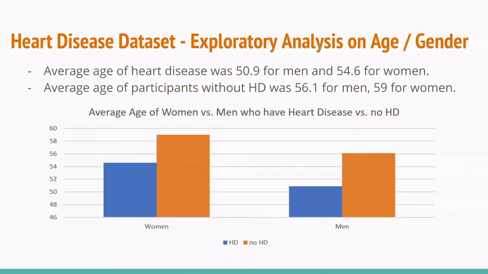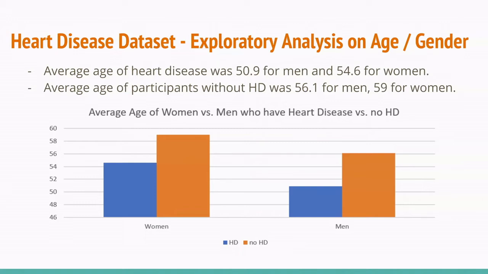The women participants, whether or not they had heart disease, were older on average in this dataset than the men by roughly 2 years. The total average age of all women participants was 55.7, while the total average age of men participants was 53.7. Men who had heart disease had it at an average age of 50.9, compared with women who had heart disease at age 54.6, almost 4 years later than men.